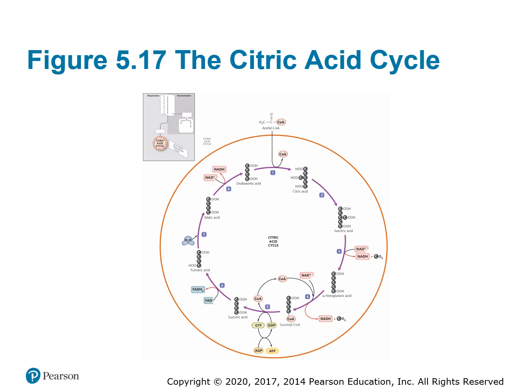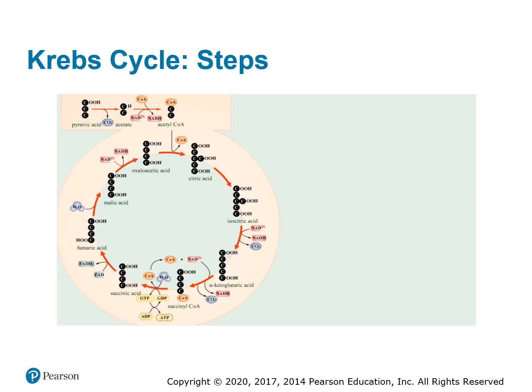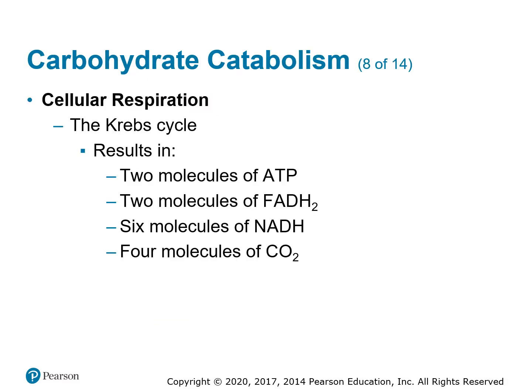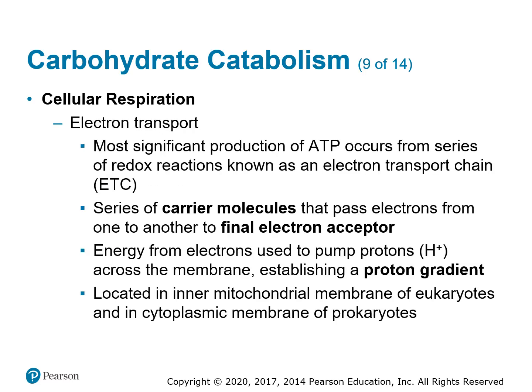So total out of here, you're going to probably take out the equivalent of about 15 ATP molecules. So by the end of this Krebs cycle, you should have 2 molecules of ATP, 2 molecules of FADH2, 6 molecules of NADH, and 4 molecules of CO2, all of which, again, are really important for contributing to the next step, which is the electron transport chain.